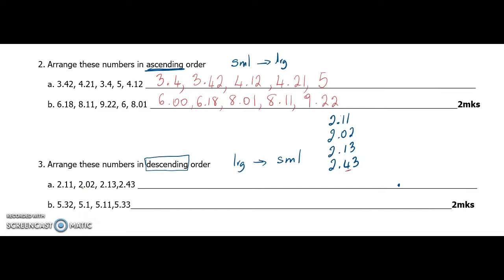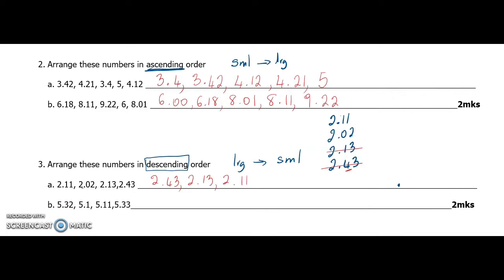Then I have 1 here, so then I have 13 and I have 11. So $2.13 would have been next in line, and the next one would be $2.11, and the last one would be $2.02. So that's it for A.